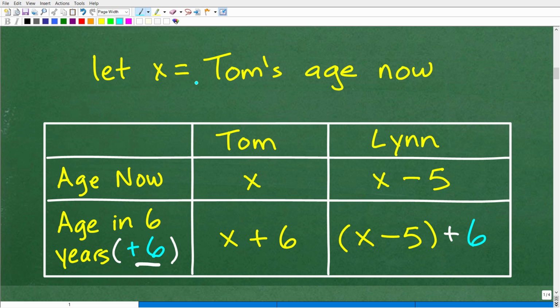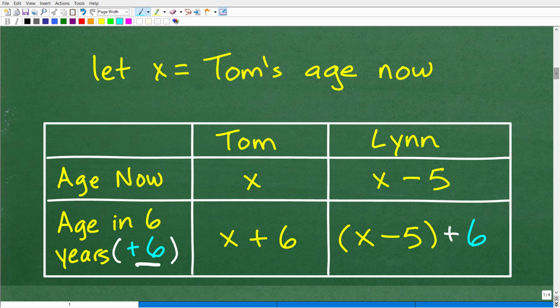Okay, but the main idea here is you could set up a table. When you're dealing with algebra age word problems, having a table of values is extremely beneficial because we can see what's going on. We know their ages now and in 6 years from now, but we don't know their exact age, but we do know their age is represented with algebraic expressions. Okay, so what do we need to do next?